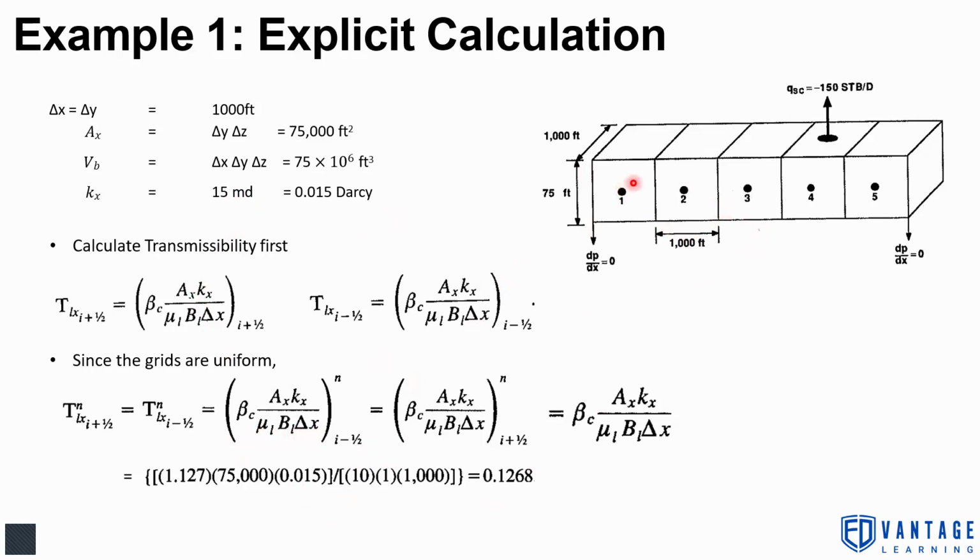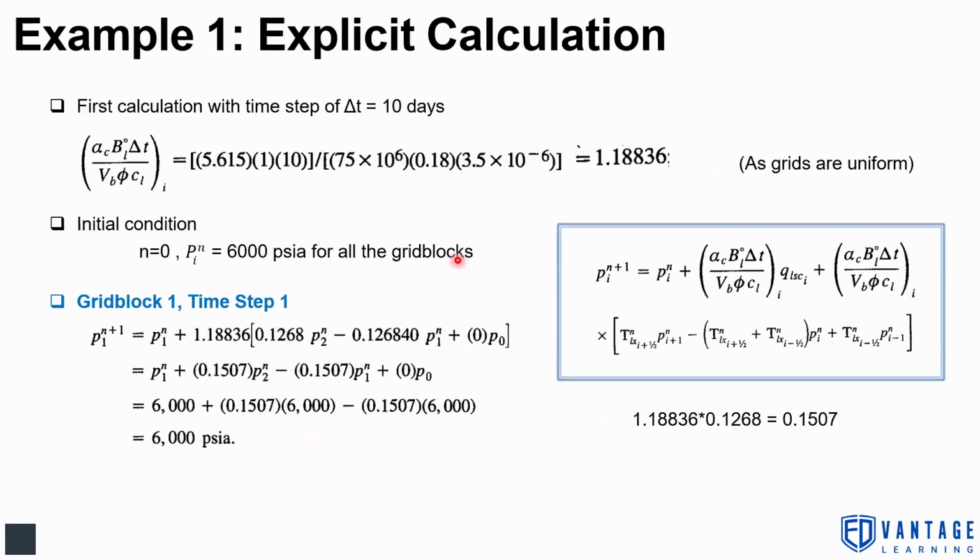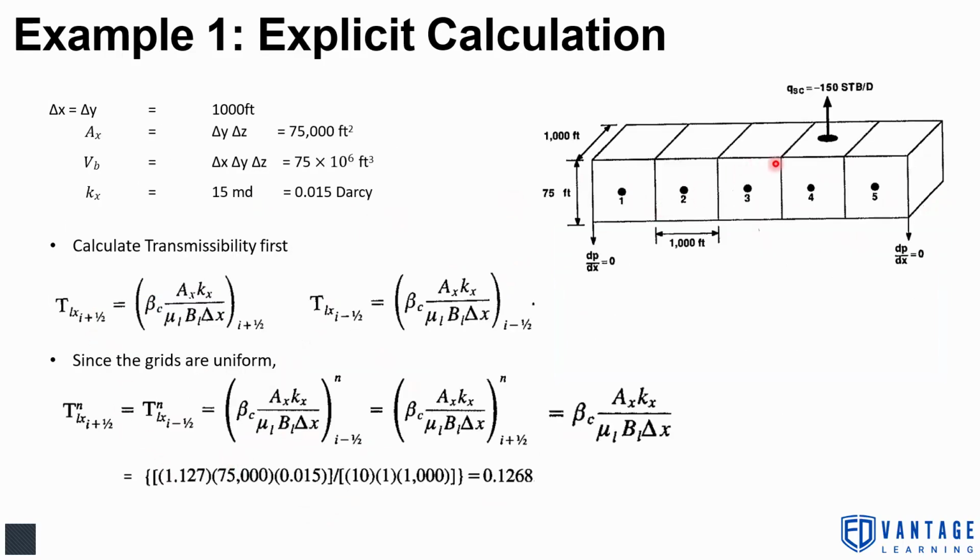So it is constant in all the grid blocks between 1 and 2, 2 and 3, 3 and 4, and 4 and 5. But after 5 and before 1, there is no transmissibility available because it is a no flow boundary. So for time step 1, Pi is 6,000 psia. We have a well producing in grid block 4 with 150 STB per day. The negative sign shows that it is being pulled out from the reservoir, like a material balance. Whatever is being produced, a void is created in the reservoir.